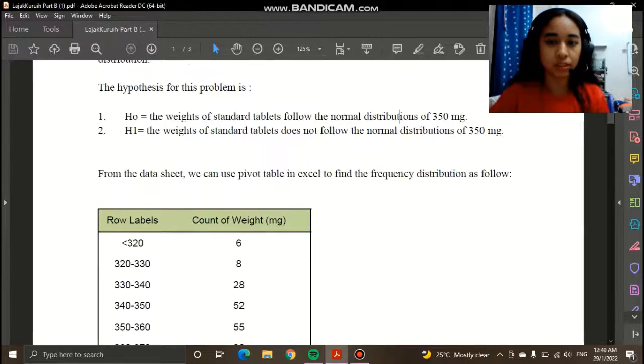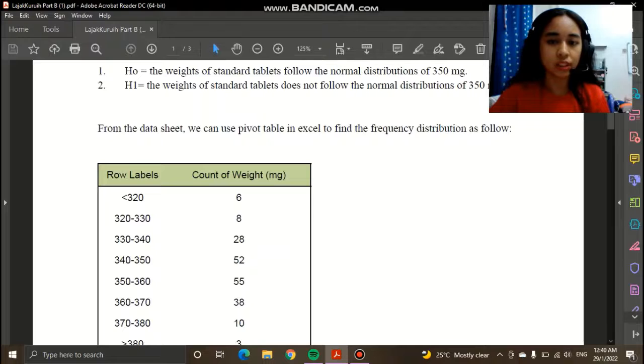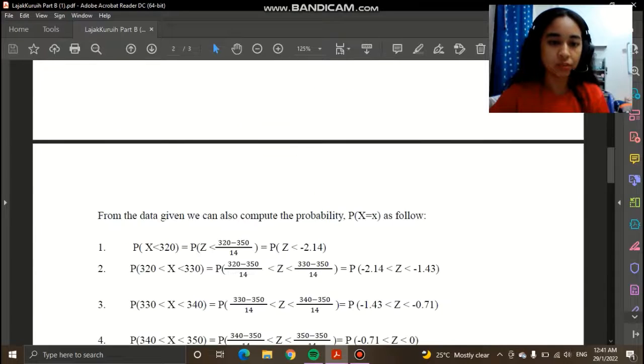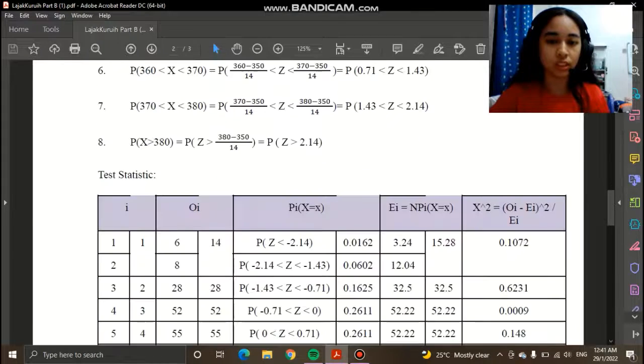From the data sheet, we can use the pivot table in Excel to find the frequency distribution as below, which is from the frequency of 8 different ranges. Following from that, with the data given, we can also compute the probability, which we will use in the next step.